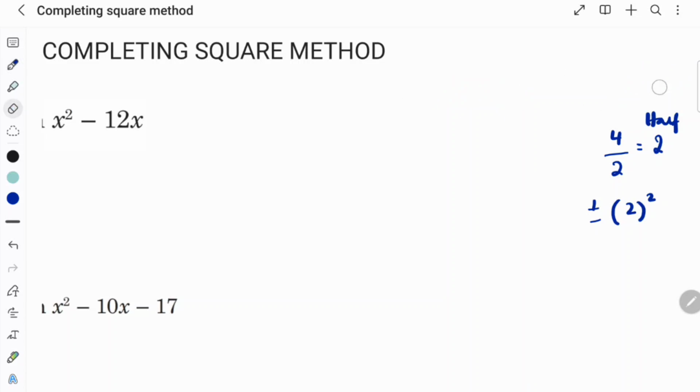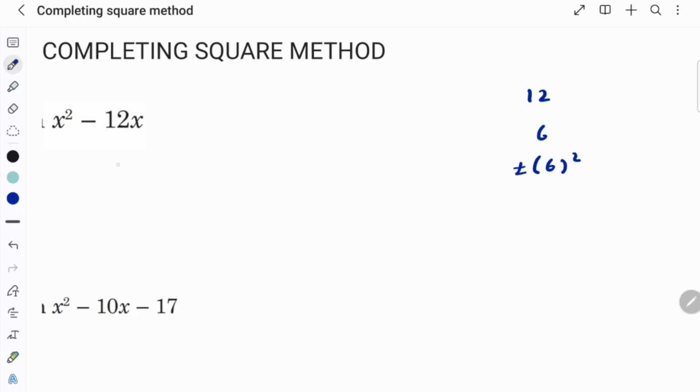So the first question is x squared minus 12x. The coefficient of x is 12 and half of 12 is 6. So we are going to add and subtract 6 squared. I'll explain in a few questions and then you will easily understand it. So x squared minus 12x plus 6 squared minus 6 squared. We are adding and subtracting because the equation remains the same whatever the question is. So that is x minus 6 whole squared minus 36.